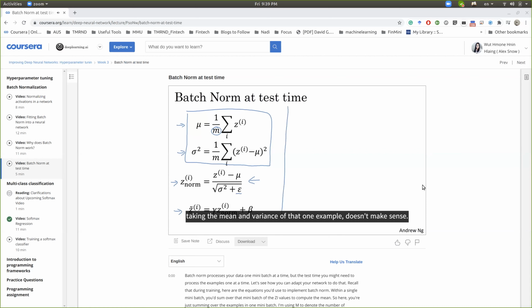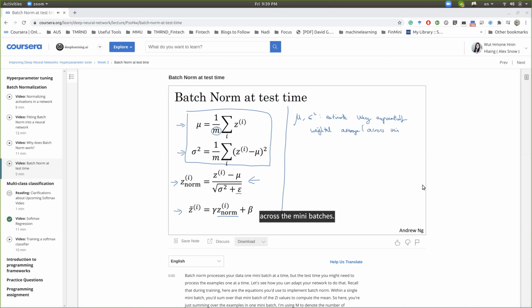So what's actually done in order to apply your neural network at test time is to come up with some separate estimate of mu and sigma squared. And in typical implementations of batch norm, what you do is estimate this using an exponentially weighted average, where the average is across the mini batches.